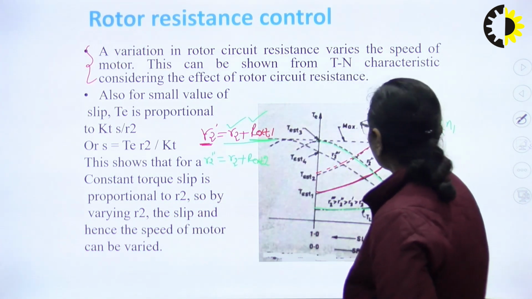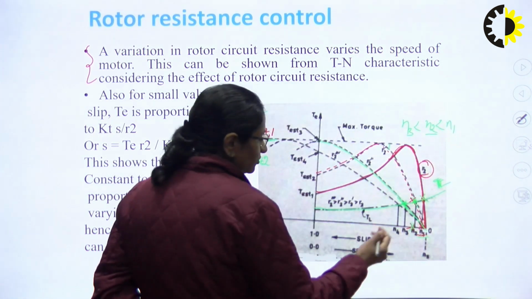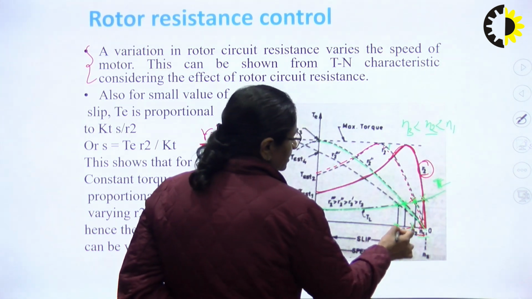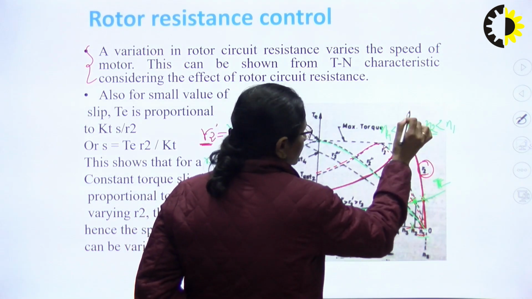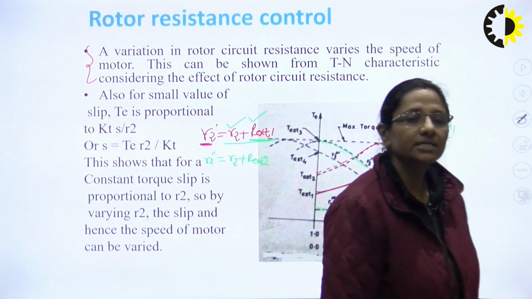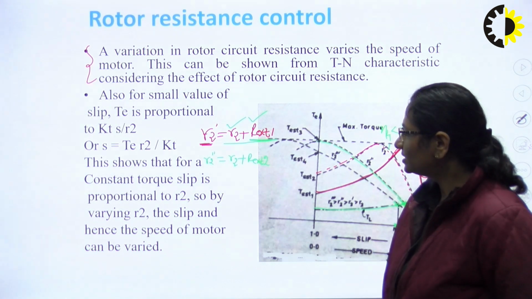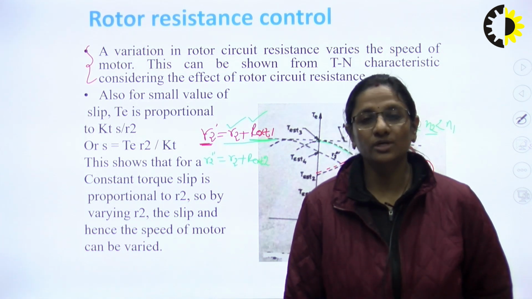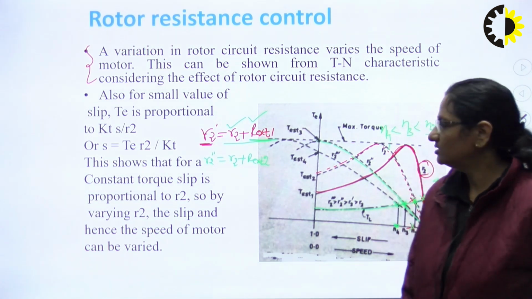If we further increase the rotor circuit resistance, we will find a corresponding reduction in the operating speed of the motor, and the new operating point and the corresponding operating speed, as shown in this figure, is N4, where N4 is less than N3. So, with an increment in the rotor circuit resistance, we can have a reduction in the operating speed of the motor, and it is also true that with this method we cannot increase the speed of the motor, we can only reduce the operating speed of the motor.